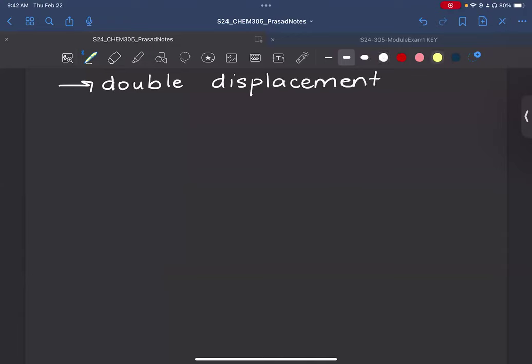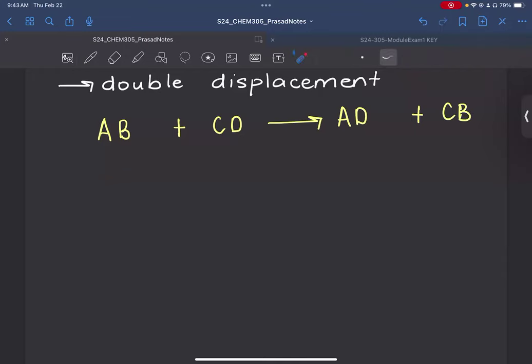The double displacement form goes as AB plus CD gives us AD plus CB. In double displacement, the compounds basically just pull a switcheroo. I like to point out a couple of things here. In the product side, we have AD. I've written it in that order. If it's AD, that means that A is a cation and D is an anion.